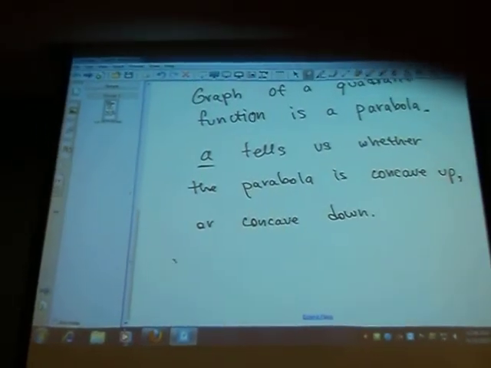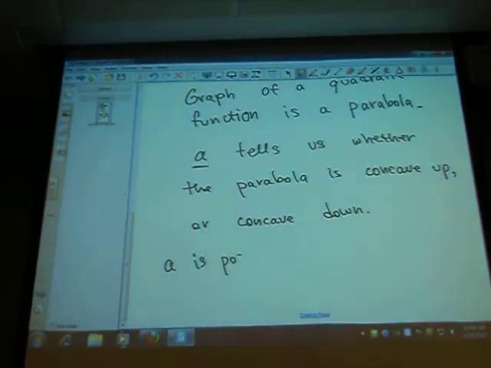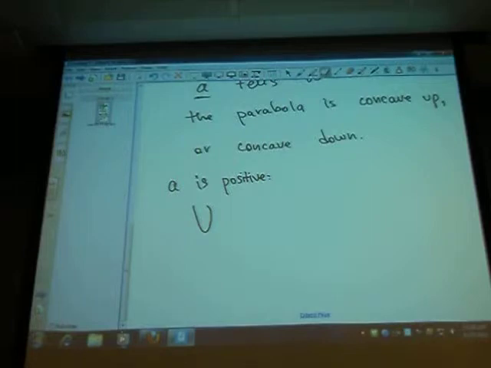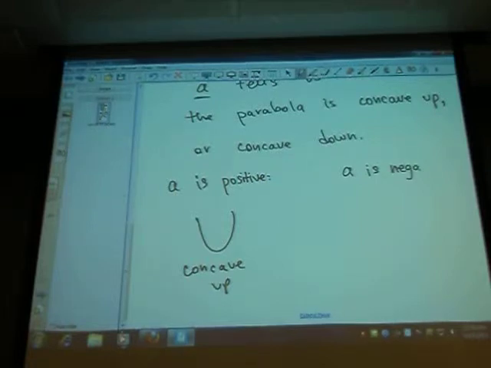So when your a is positive, this is kind of cheesy, but you can remember positive is happy. So it's like a smiley face. That's concave up. And if a is negative, that's like a frowny face, and sad. That is concave down.